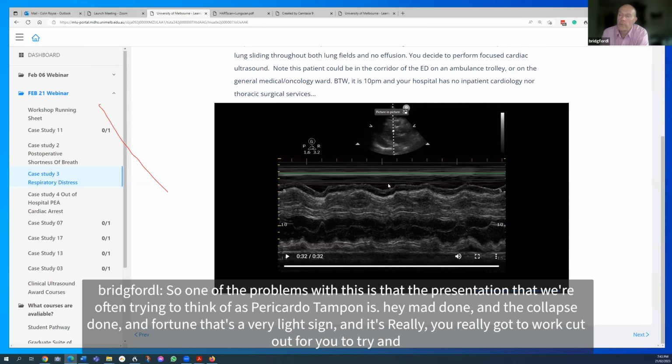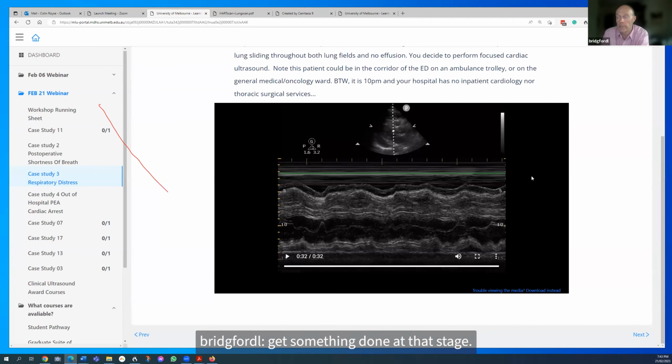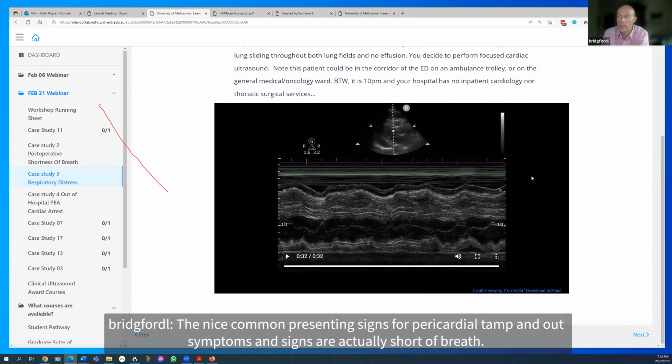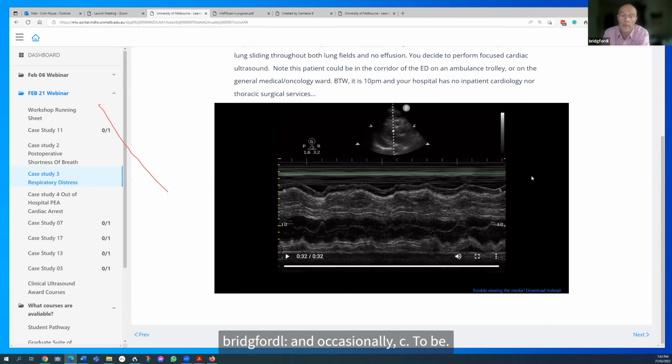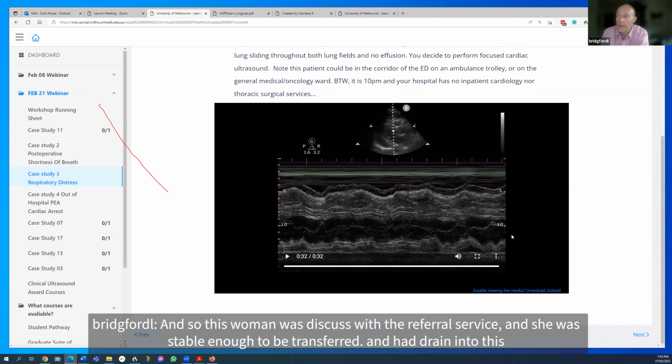So one of the problems with this is that the presentation that we're often trained to think of as pericardial tamponade is hemodynamic collapse, but unfortunately that's a very late sign, and you've really got your work cut out for you to try and get something done at that stage. The most common presenting symptoms and signs for pericardial tamponade are actually shortness of breath and occasionally syncope.